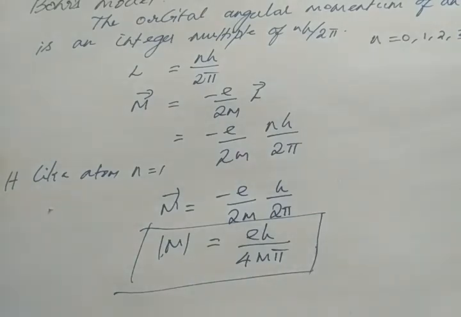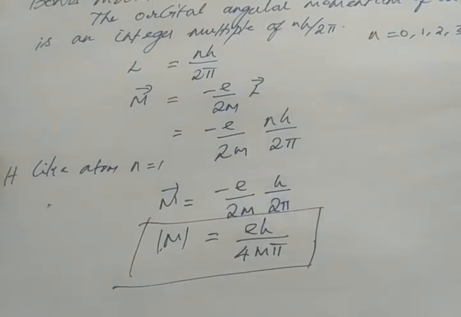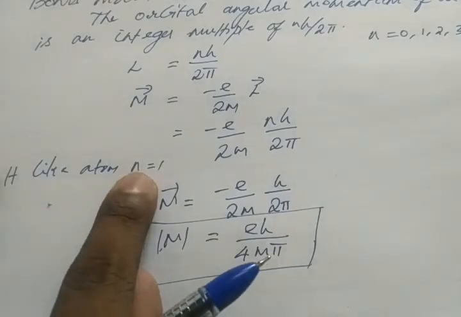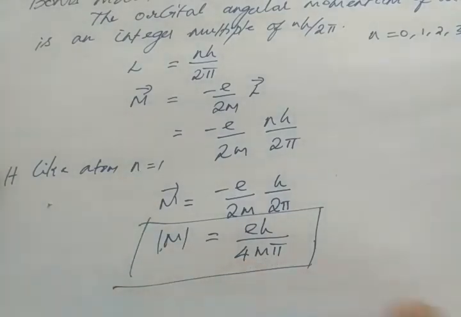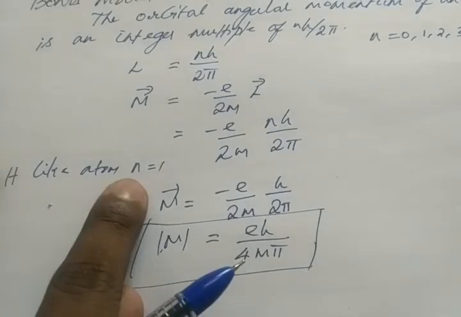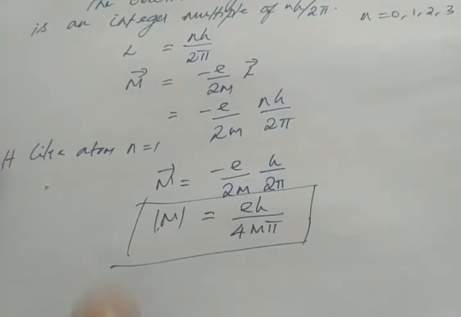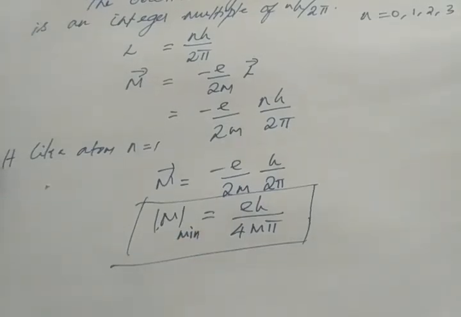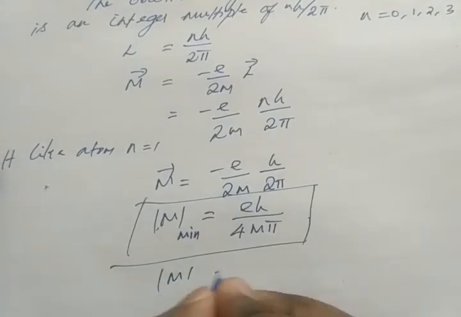This is the magnetic dipole moment, EH by 4 m pi. If you substitute n equal to 1, it is the very minimum value. We have a number of shells, and 1 is the very first shell, so we can call this M value M minimum. If you have 4 shells and want to find the M minimum, substitute n equal to 1. If you want to find the M maximum, substitute n equal to 4. Clear? So here I know all the values.